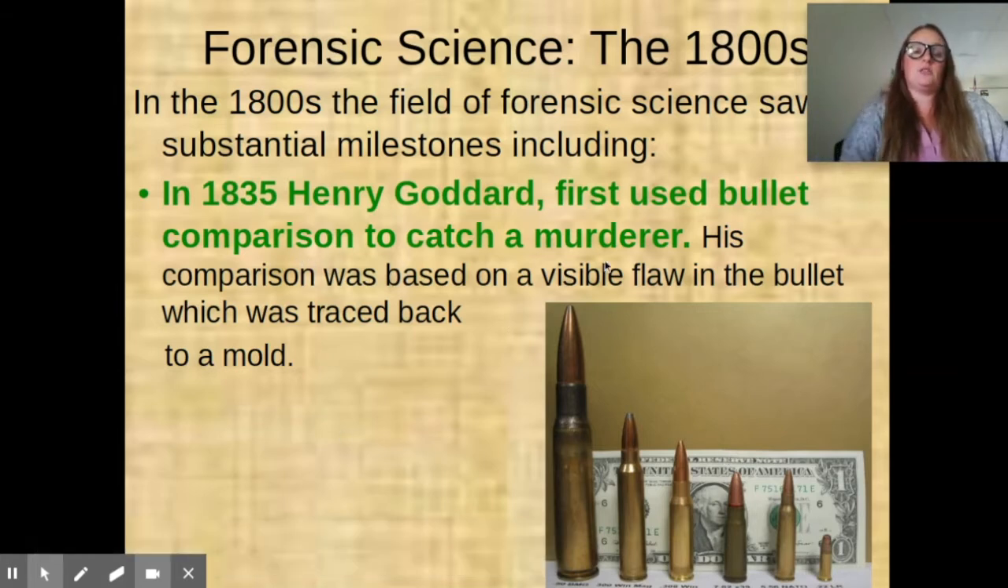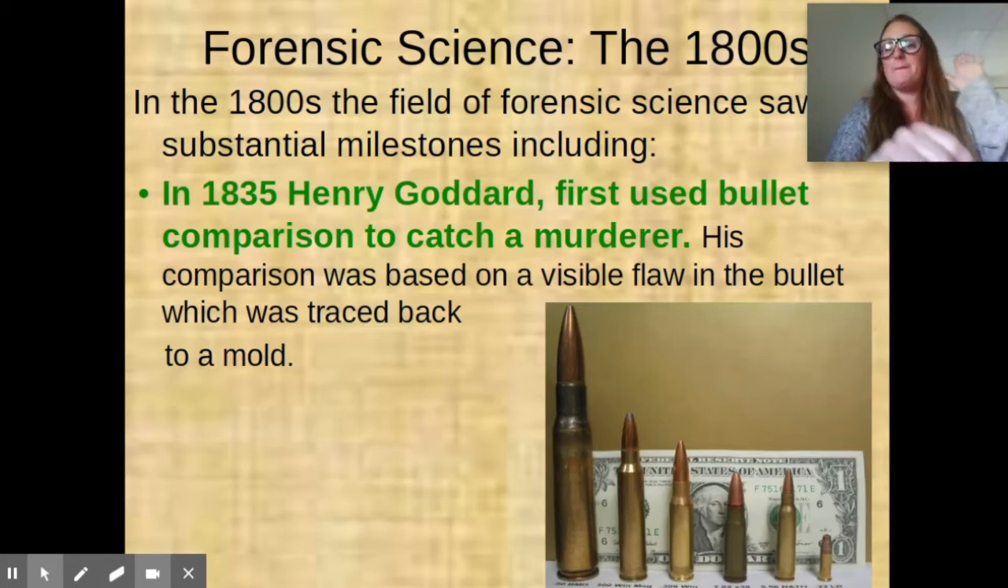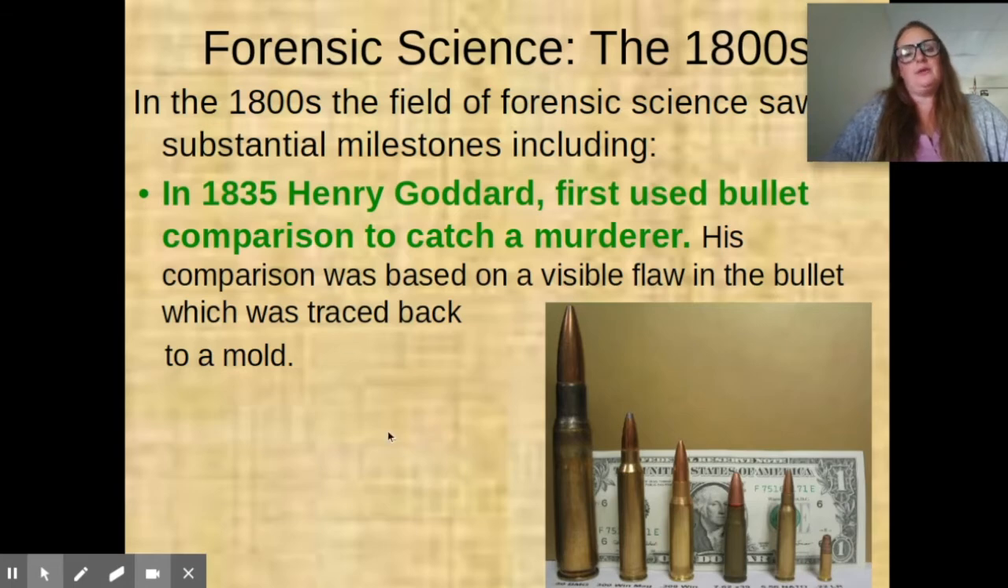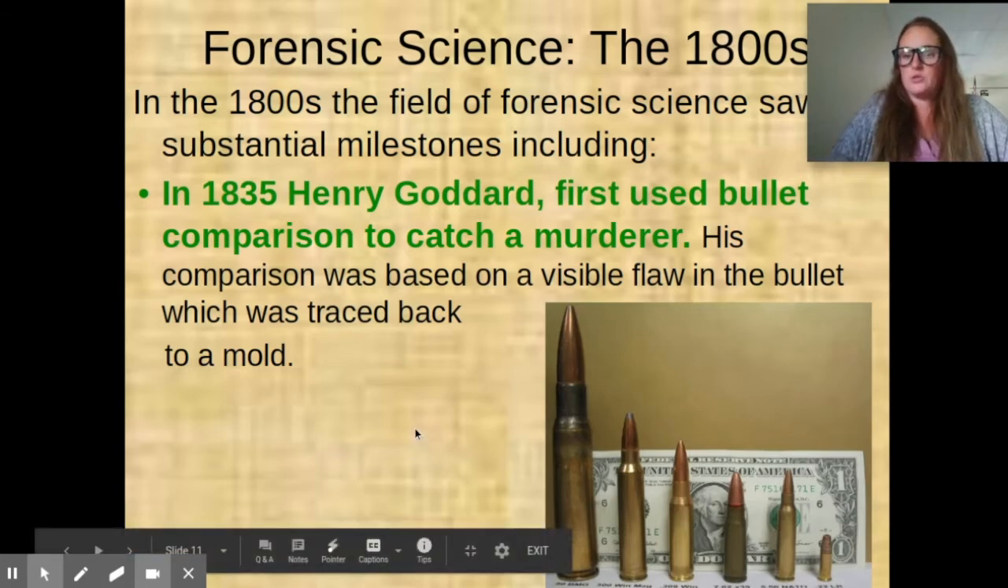So in 1835, Henry Goddard first used bullet comparison to catch a murderer. His comparison was based on a visible flaw in the bullet, which was traced back to the mold, which is similar to what we do with ballistics now. Each gun, even if it's the same type of gun, creates a unique pattern on the bullet when the bullet is fired out of the gun. So they're called lands and grooves, and they're unique. They usually have unique notches, and there's also a part of the gun that bangs on the end of the bullet. It's called the breech of the bullet, and that will leave a unique mark as well. So you kind of are working to match those up. And again, these are all things we're going to get into when we do these units.